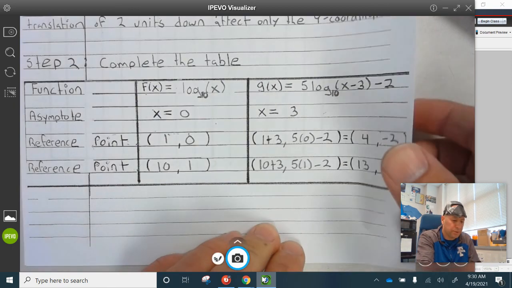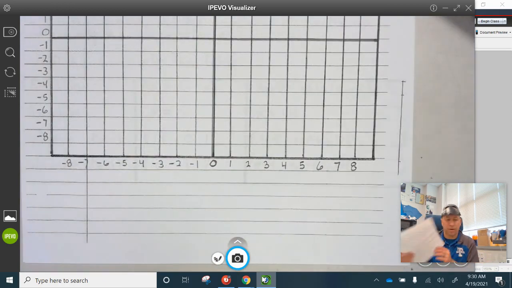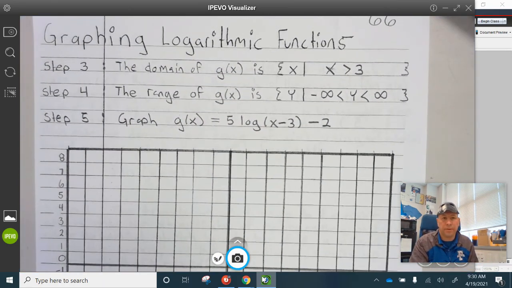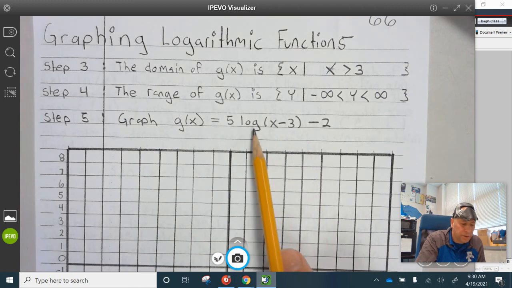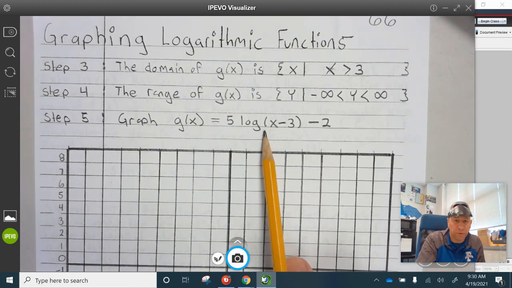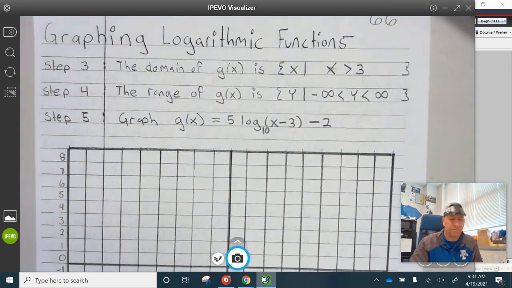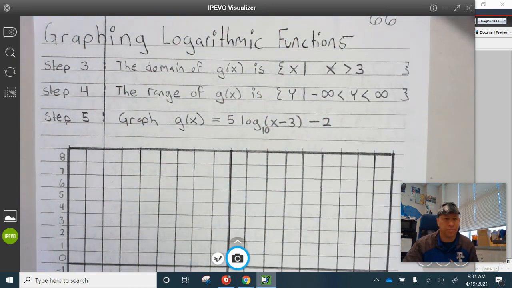All right, now the table is completed. Let's take a look at the graph. Okay, step 3, the domain of g of x is x such that x is greater than 3. Step 4, the range of g of x is y such that negative infinity is less than y less than infinity. Step 5, graph g of x equals 5 log. Notice, they're going to put this on the assignment, and this is where I made a mistake. If the base isn't there, we don't assume it's 2, we assume it's 10. So this is the base 10 of x minus 3 minus 2.